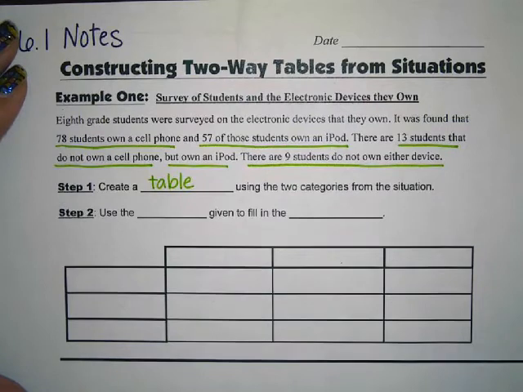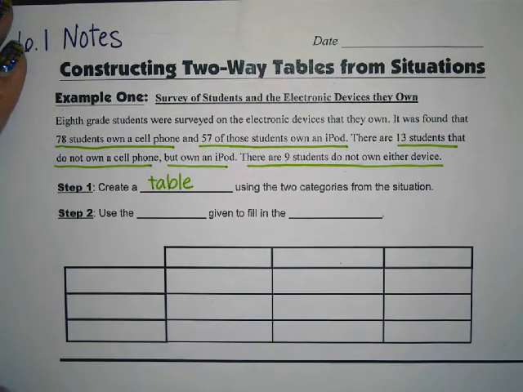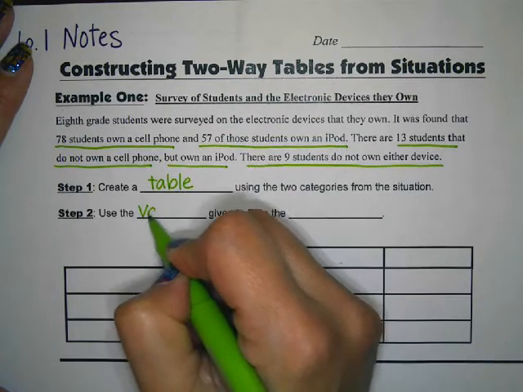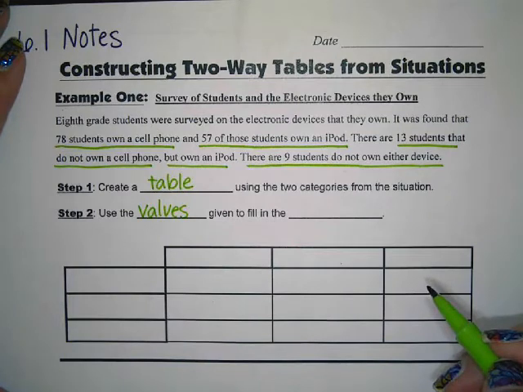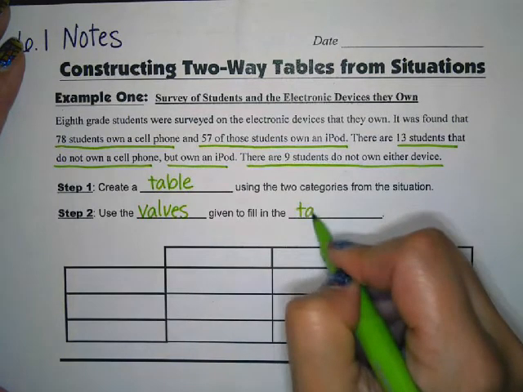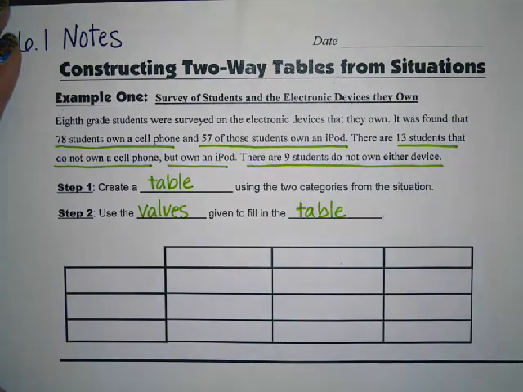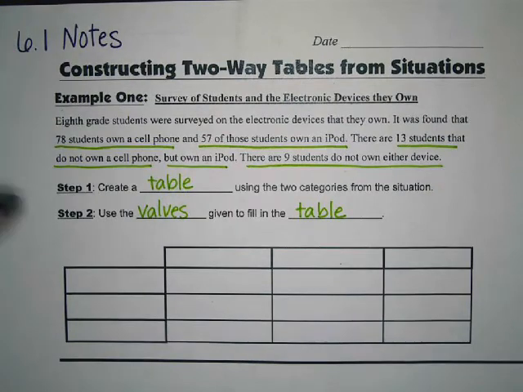using the two categories from the situation. So step 2, we're going to use the values given to fill the table. Okay, so if you don't have a printer, you can write some of these things down in your notebook.